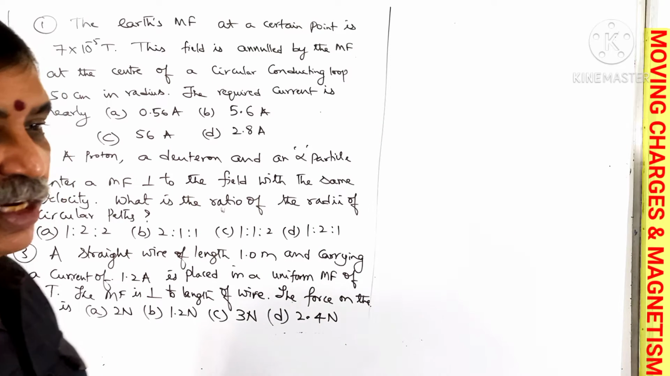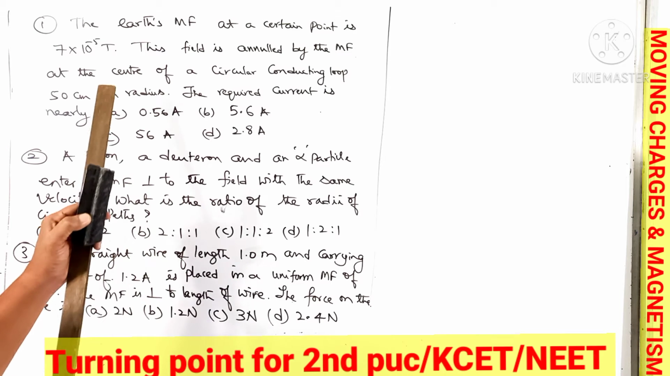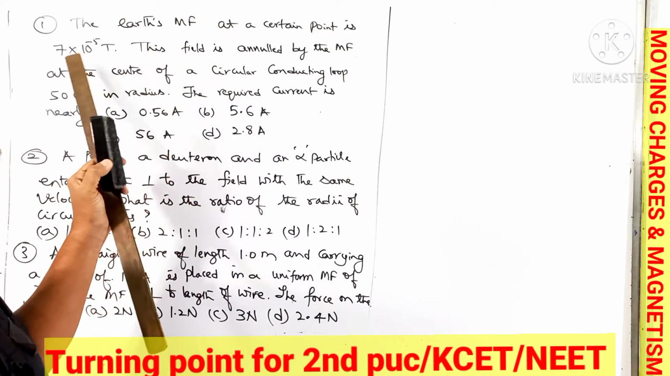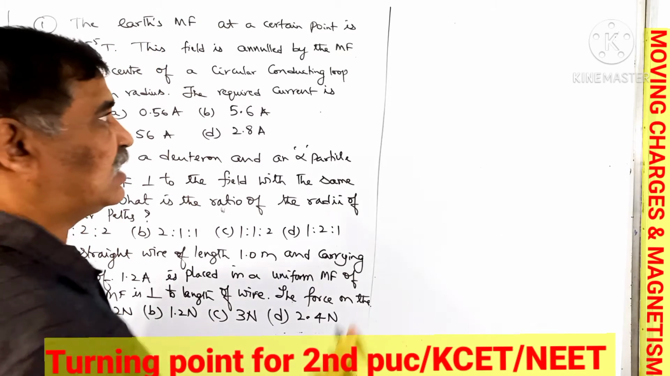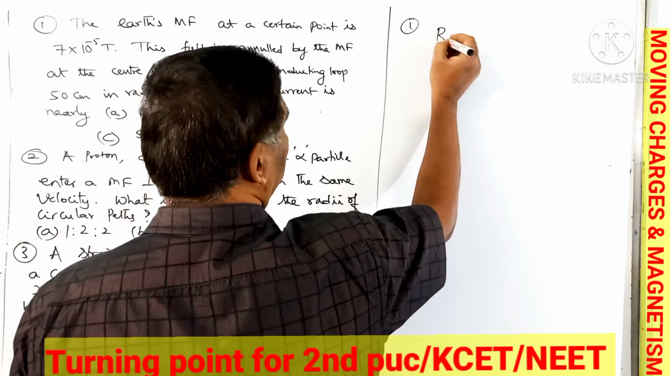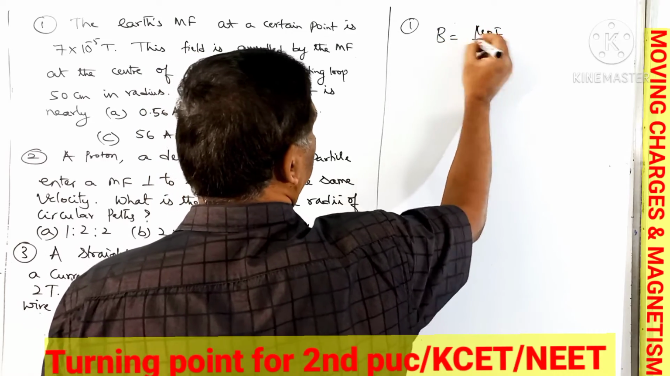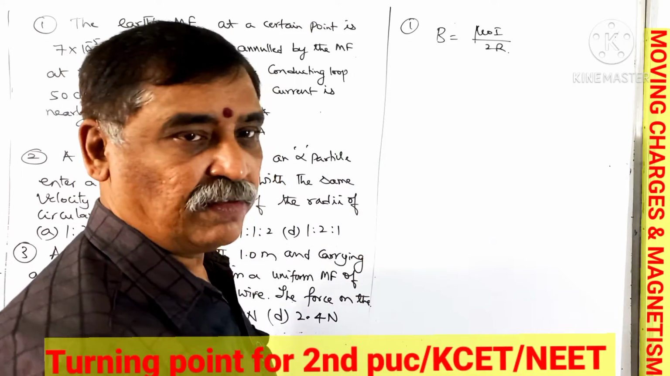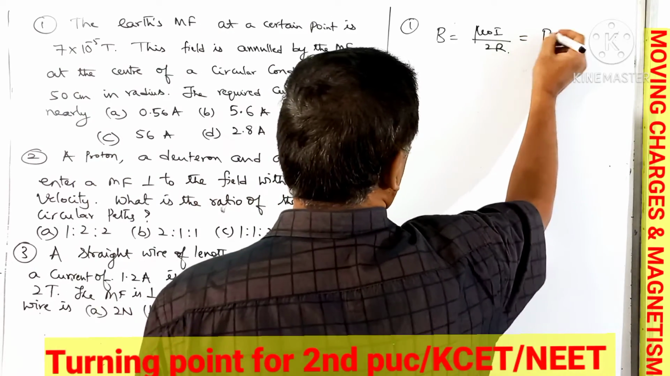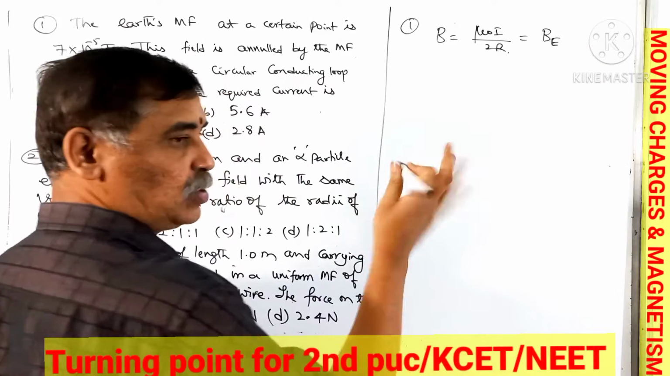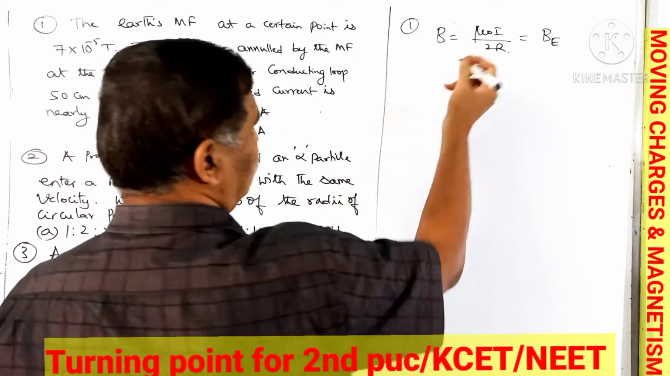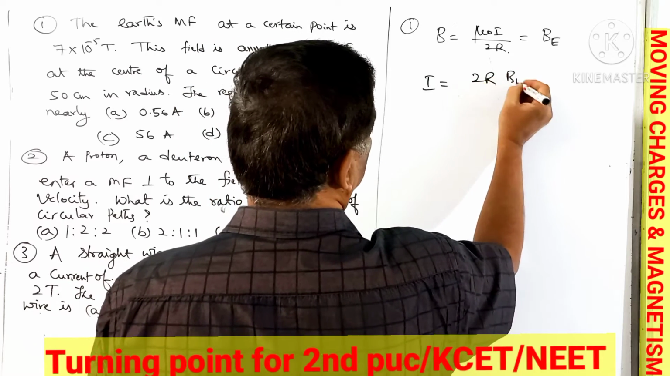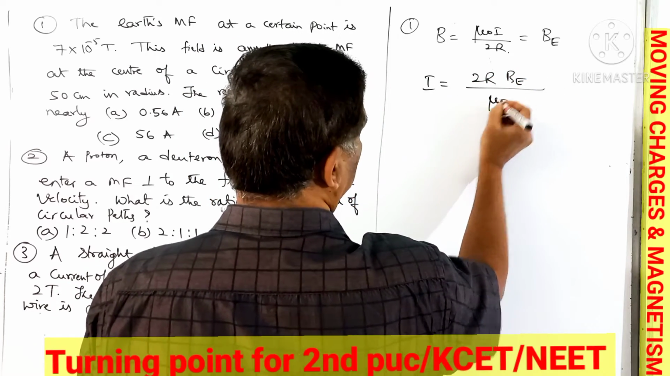So indirectly it is given that the magnitude of the field produced by flow of current through the loop is equal to 7 into 10 power minus 5 Tesla. So recall the formula B is equal to mu naught I by 2R. This is the formula for magnetic field at the center of a loop. This I take as the magnetic field due to Earth, so these two are oppositely directed. I want to find current I. I is equal to 2R B subscript E divided by mu naught.